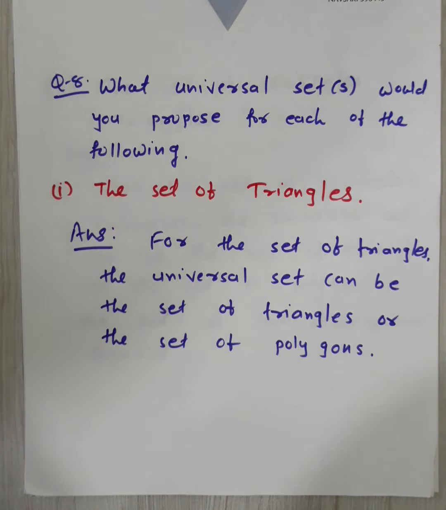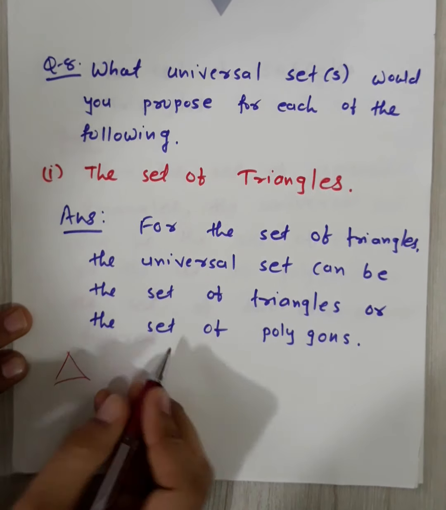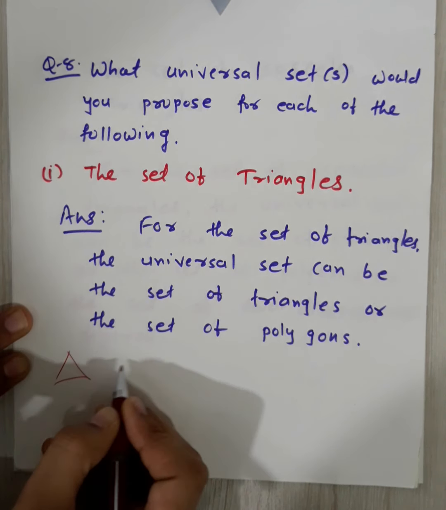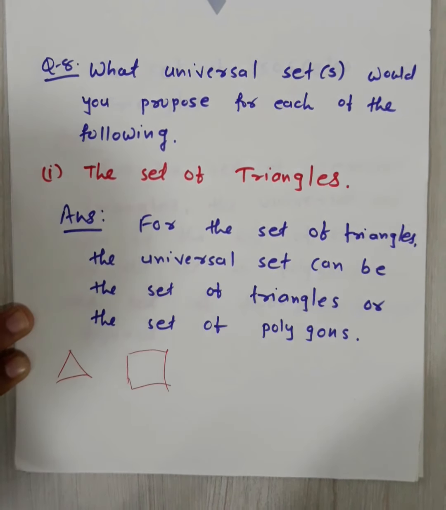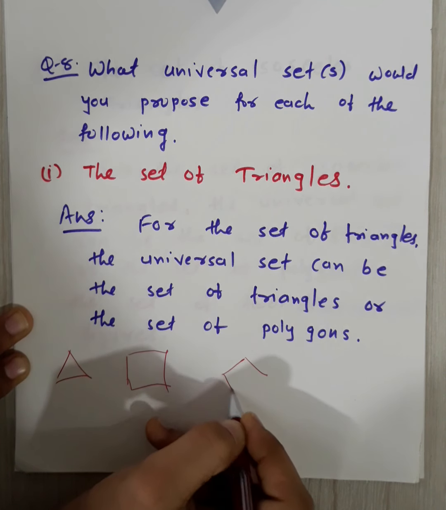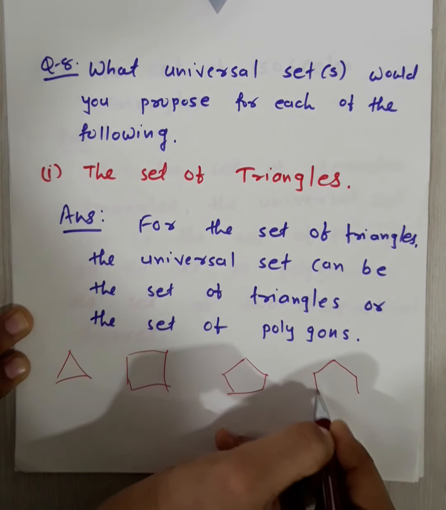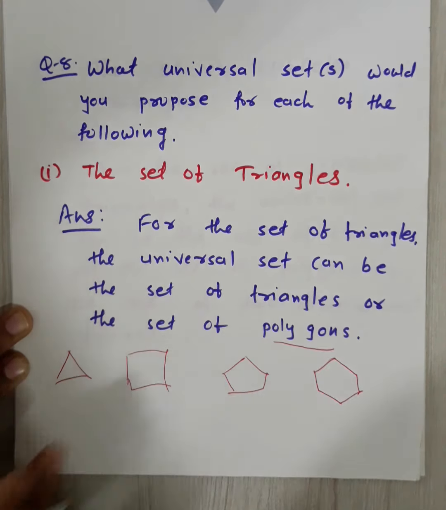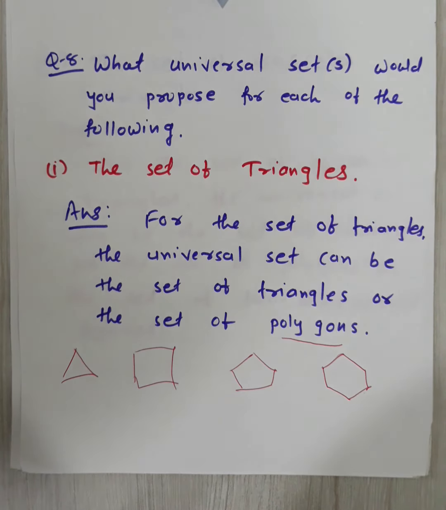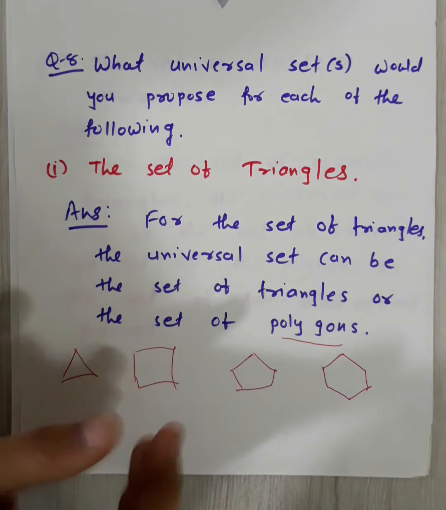Now what are polygons? Polygons are many-sided figures with sides that are line segments. For example, a triangle is one polygon. Then a quadrilateral is also one polygon. Then a pentagon, which has 5 sides, is also one polygon. Then a hexagon. This is just an example of polygons. So for the set of triangles, the set of polygons is also one universal set.